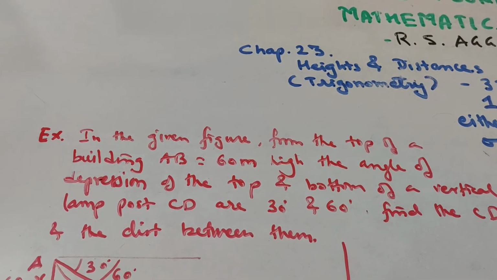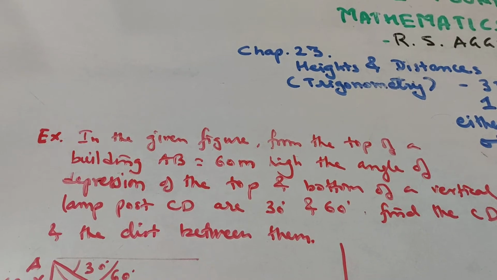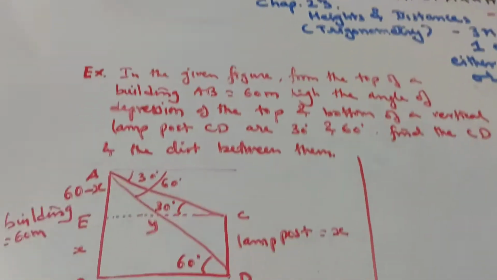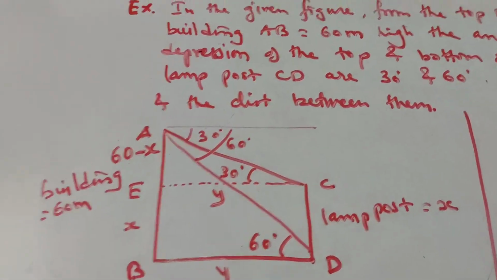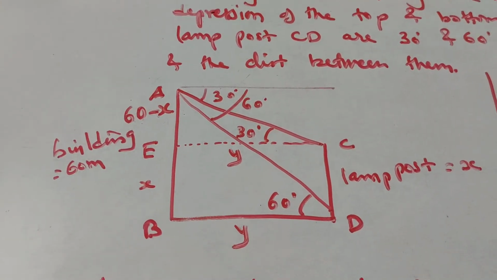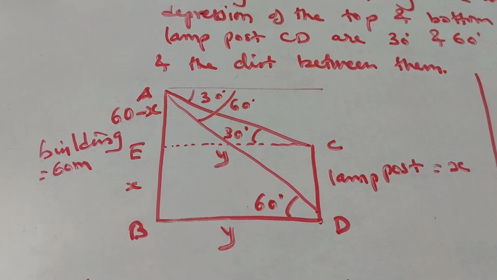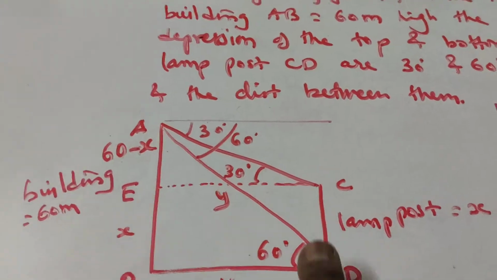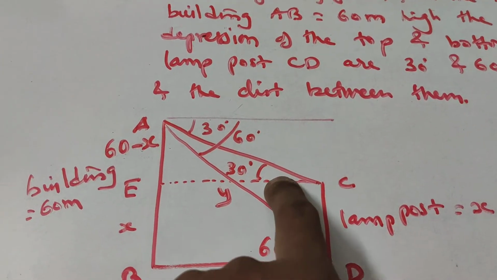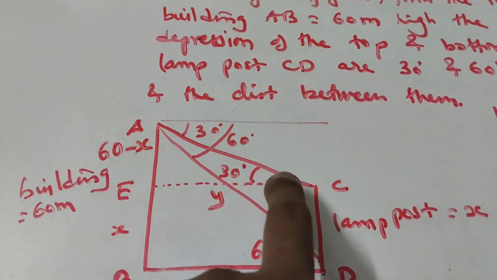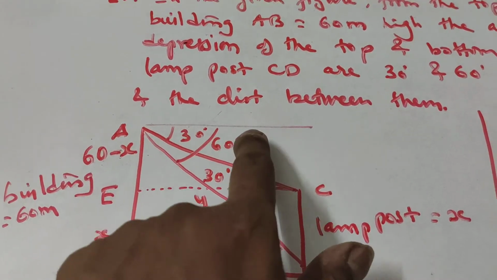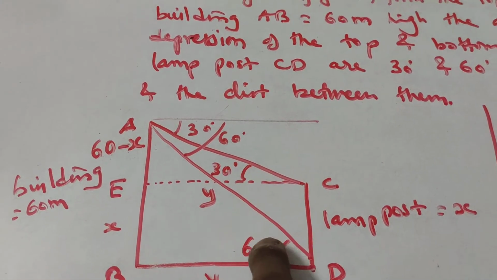So angle of elevation and angle of depression are same. So this is going to be 60 degree. Here the figure is given and I have already written the keys in the figure. This is 30 degree, it is an angle of elevation. This is angle of depression. Angle of elevation and angle of depression are same.